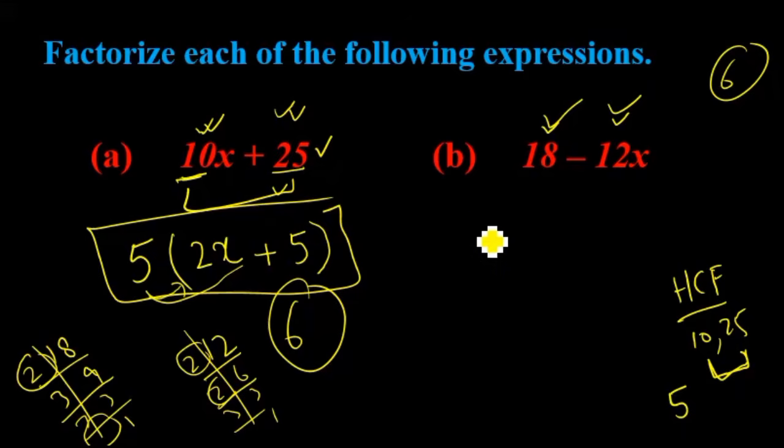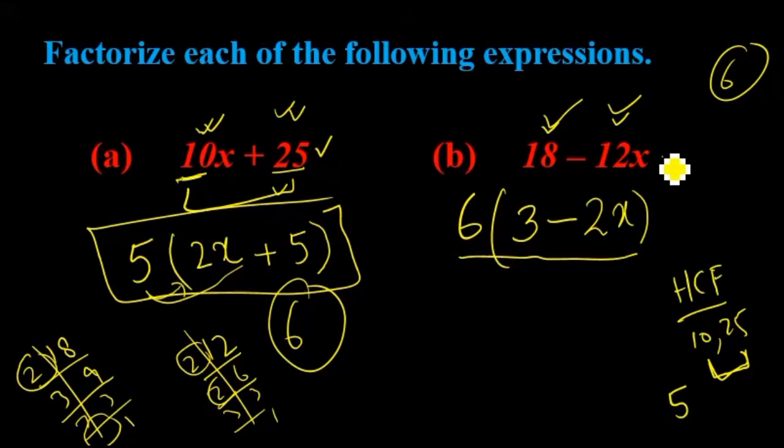How many 6 make 18? 6 threes are 18. And how many 6 make 12? That is 2. So it means x remains the same. So this is the factorization of these algebraic expressions. When we multiply it, when we find the product, we will get the same answer. So I hope you understand how we will do these questions.